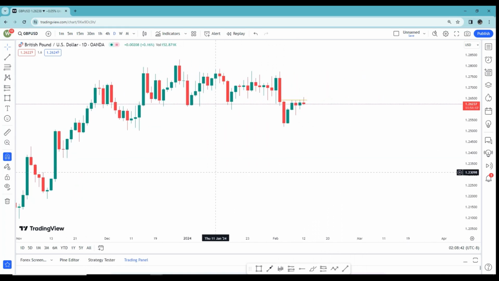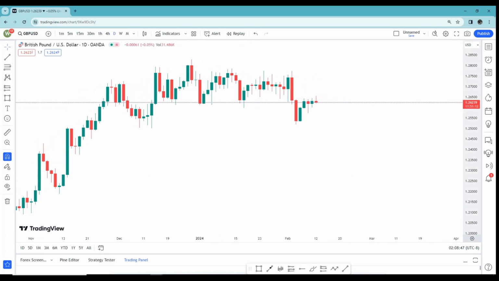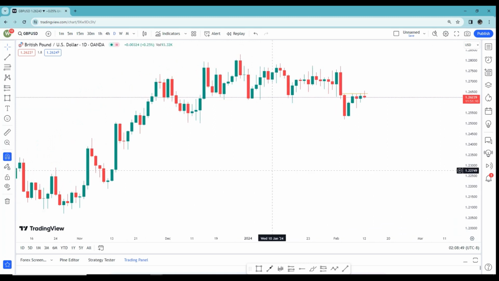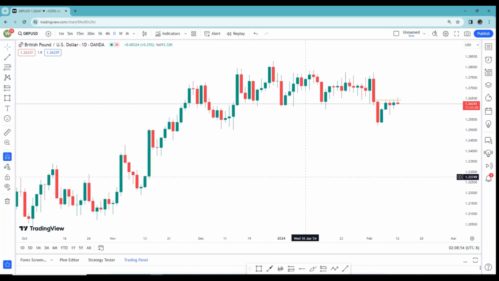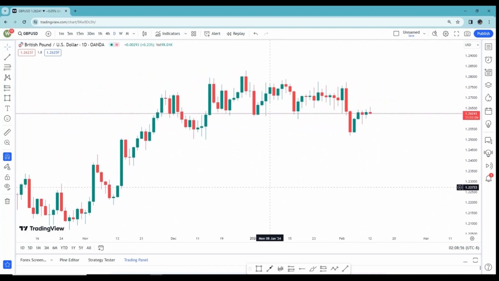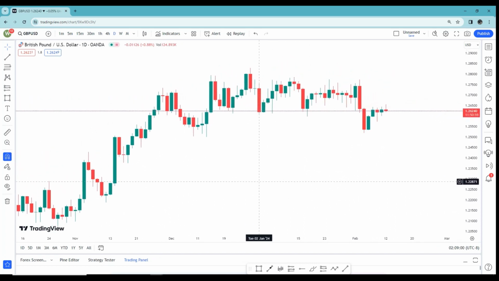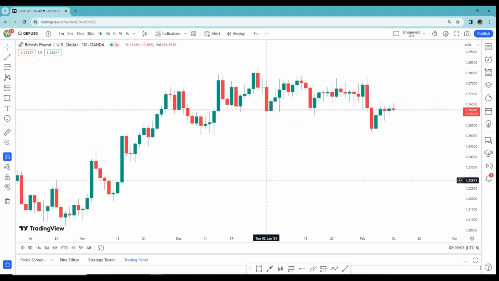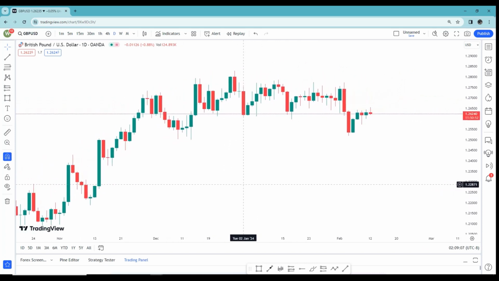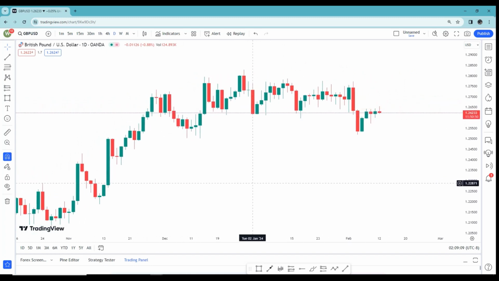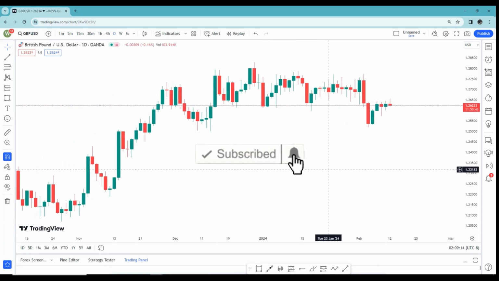As you can see here, guys, we have GBP USD. Definitely, not every pair can use the trend line strategy, but in this video I'm going to show you how you can trade different types of market using the trend line strategy. And if it doesn't need the trend line strategy, then you can just use the zone strategy.